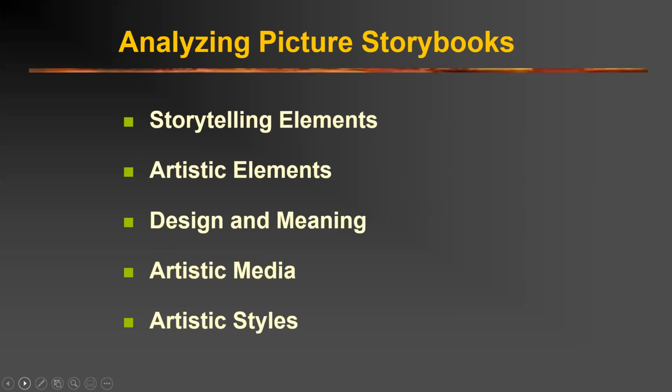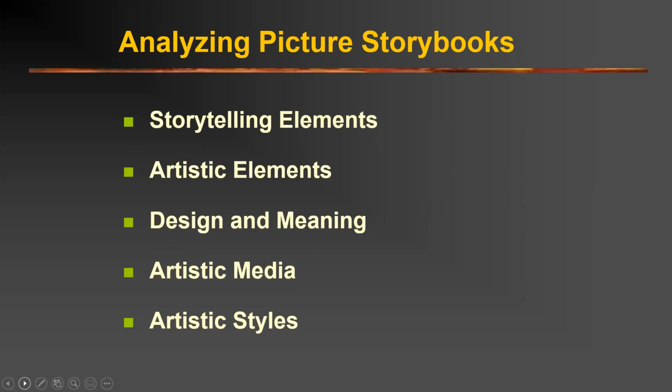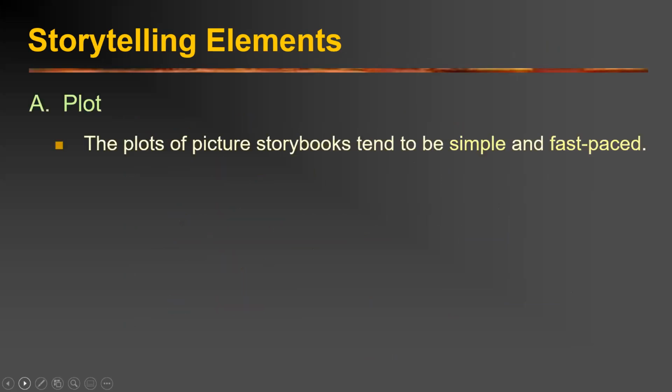So we have the storytelling elements, artistic elements, design and meaning, artistic media, artistic styles. So let's start with the first element in analyzing and creating picture storybooks. We have first, of course, the storytelling elements: the plot, the character, theme, style, and tone. Okay? So in children's literature, the plots of picture storybooks tend to be simple and fast-paced.